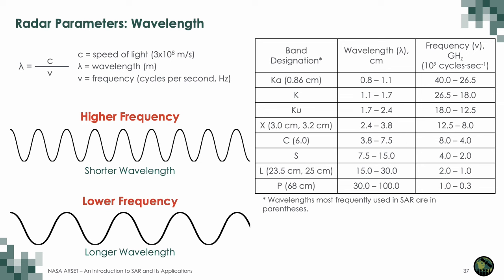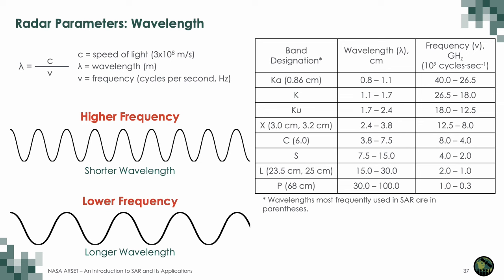The table on the right lists the common wavelength bands in radar. The letter codes, Ka, L, P, for example, were originally selected arbitrarily to ensure military security during the early stages of radar development, which is why the denominations are not in alphabetical order. As you can see, each band has a wavelength and a frequency range. So for example, when someone talks about a specific L-band radar, I'll give you the example of one called PALSAR, which is an L-band SAR sensor on board the Japanese ALOS satellite.